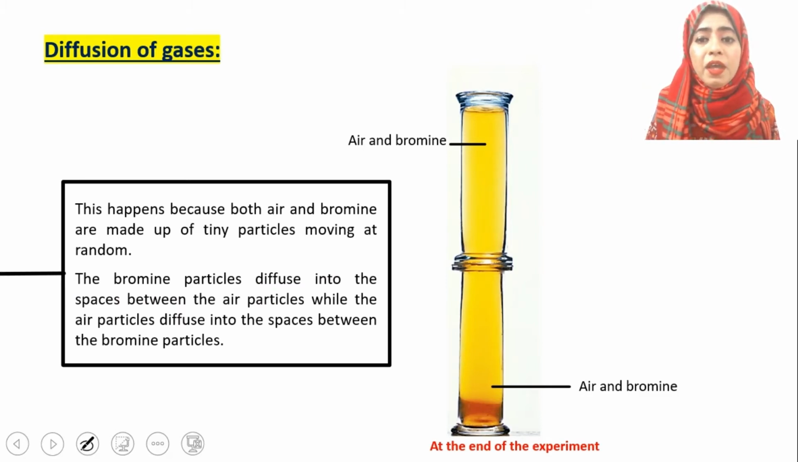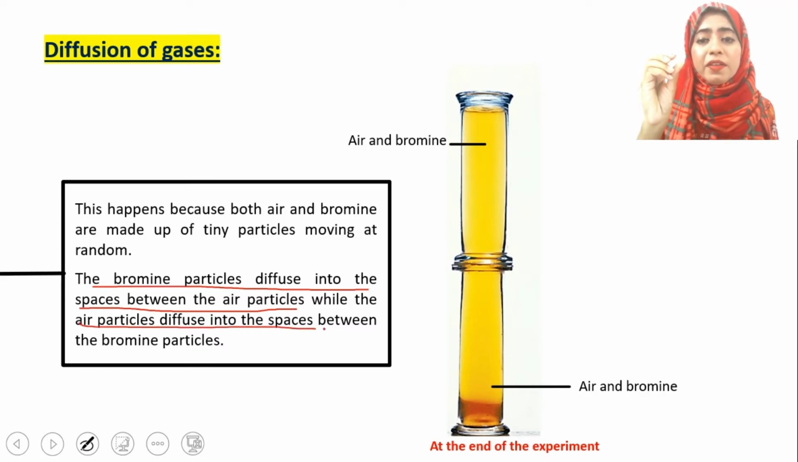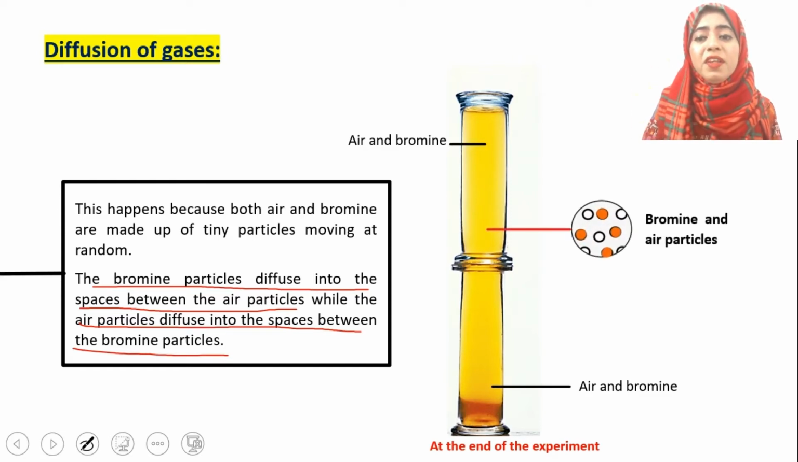Why is this happening? Actually, in the air jar there were a lot of spaces present between air particles. So the bromine particles can go and take up all the spaces present between air particles. Similarly, the air particles can go and take all the spaces present between bromine particles. So that's how the two gases mix with each other and form a homogeneous mixture containing both particles throughout the jar.